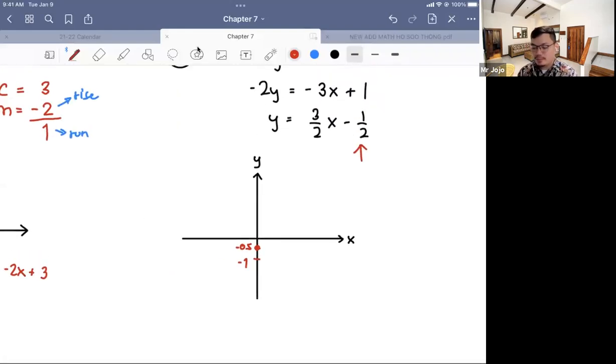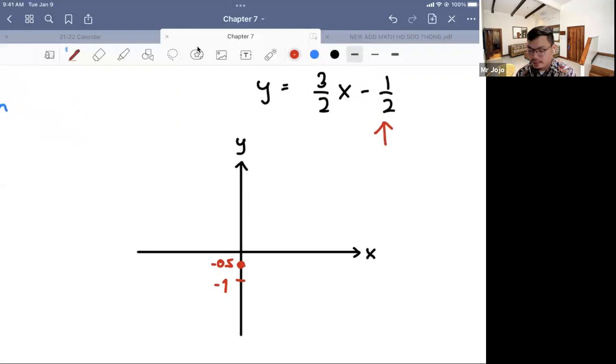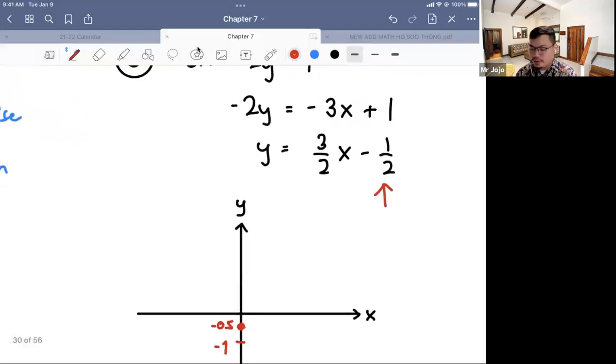So this is your first point location. And then from there, look at your gradient. It is 3 over 2. That means you need to go up 3 steps, or 3 units up, and then the 2 here tells you that you need to go right 2 steps, or 2 units to the right. So let's do that.